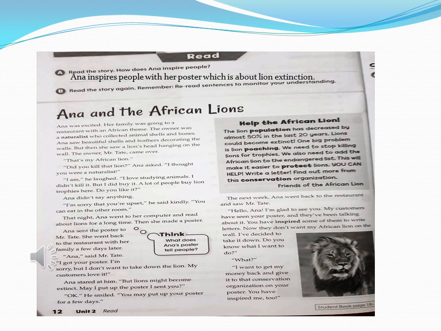That night, Anna went to her computer and read about lions for a long time. Then she made a poster. Anna sent the poster to Mr. Tate. She went back to the restaurant with her family a few days later. Anna, said Mr. Tate, I got your poster. I'm sorry, but I don't want to take down the lion. My customers love it. Anna stared at him, but lions might become extinct.